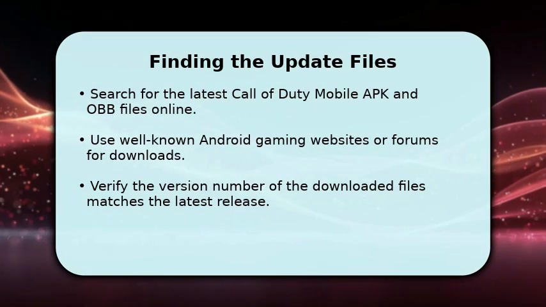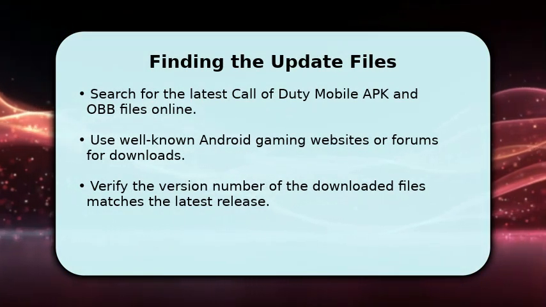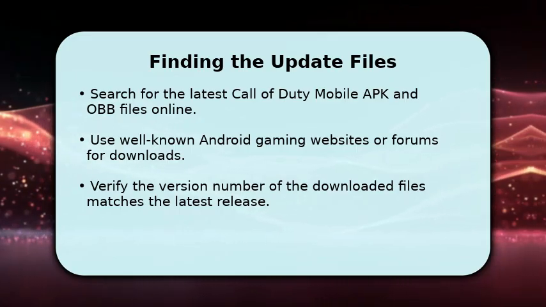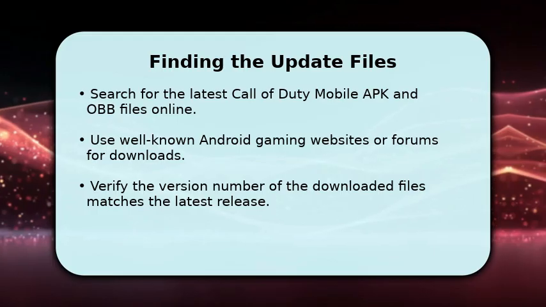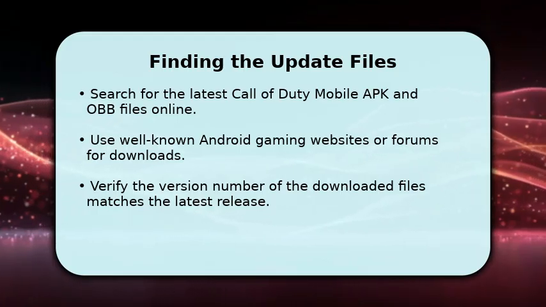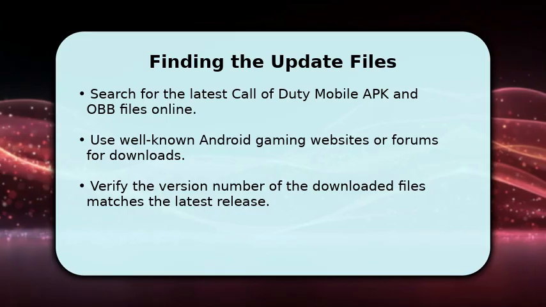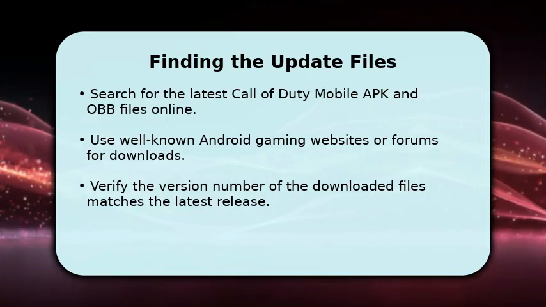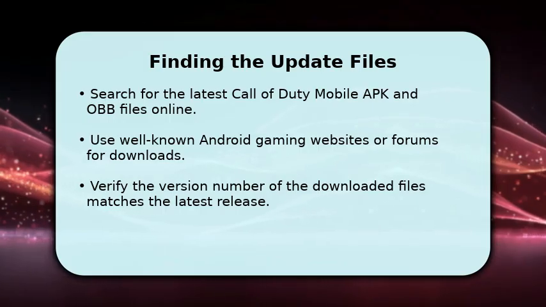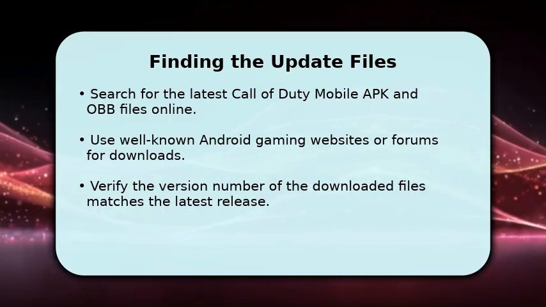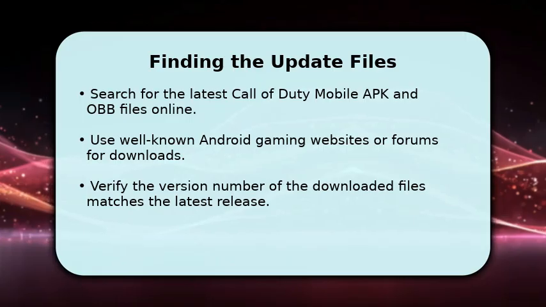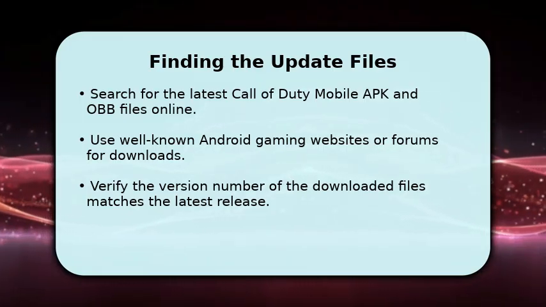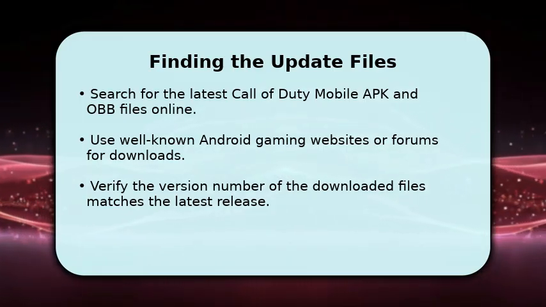Now, let's talk about finding the right update files. You'll need to search online for the latest Call of Duty Mobile APK and its corresponding OBB data file. It's highly recommended to use well-known Android gaming websites or trusted forums for these downloads. Before proceeding, always verify that the version number of the files you're downloading matches the game's most recent release. Also, make sure your device has at least 2 GB of free storage available for the installation.